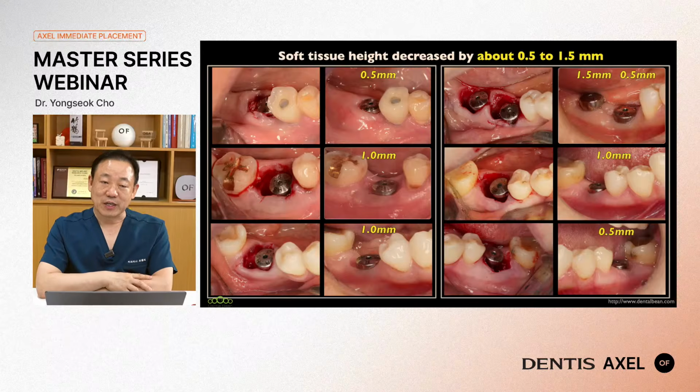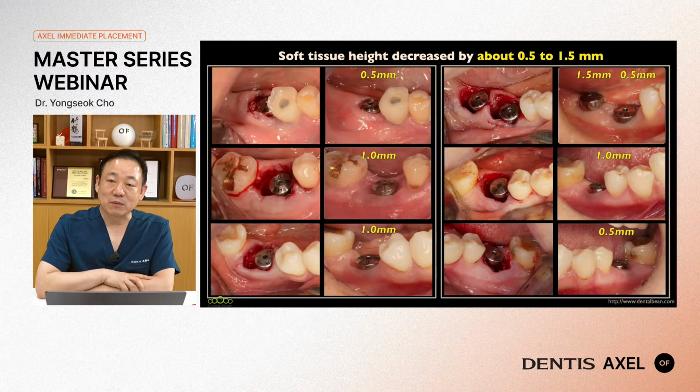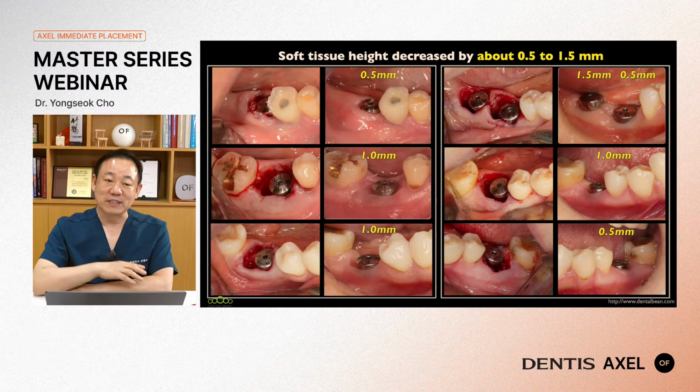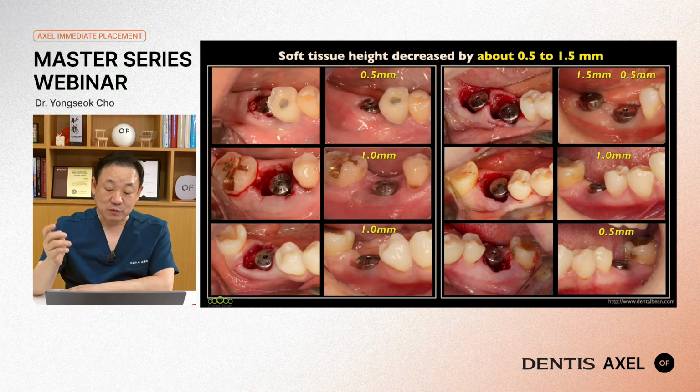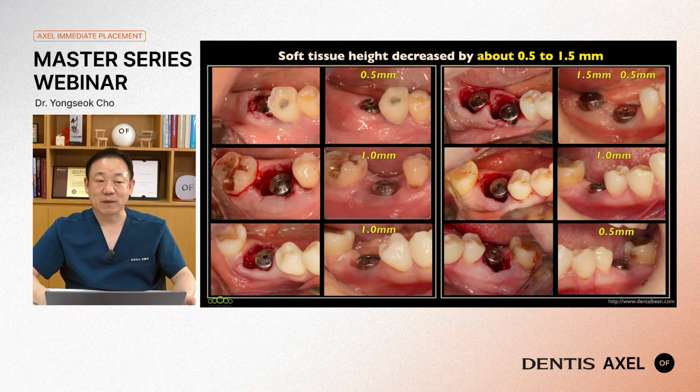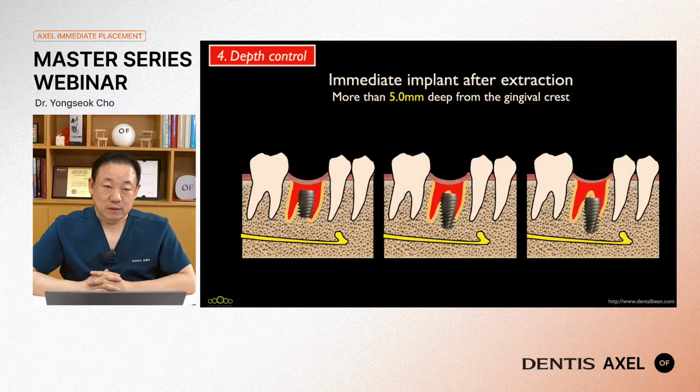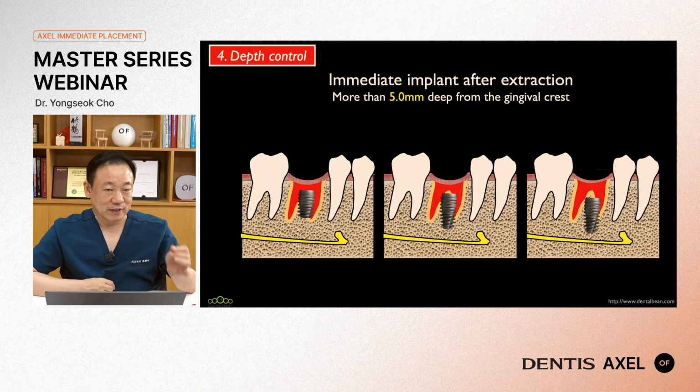So on average 1 millimeter of tissue height will be decreased. Okay, so it's better to place the implant not 4 millimeter in an immediate implant surgery case. Minimum 5 millimeter I recommend. We can verify the depth of the implant finally after connecting the healing abutment.